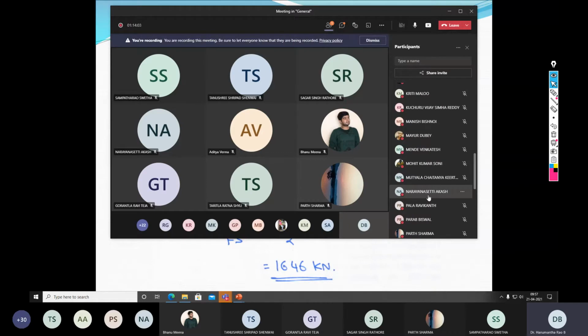Yeah, Mohit Kumar Soni. Chaitanya. Akash. Yeah, any question? Akash, any question? No, sir. Ravikant? No, sir. Parab Biswal? No, sir, no question.